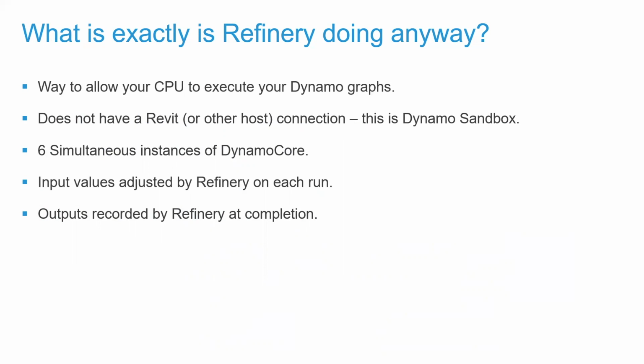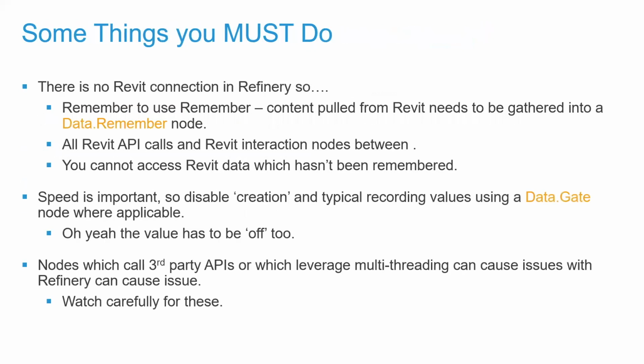It does not have any connection to Revit or Civil 3D for any Civil 3D users, or Formit or any other host application. You are running Dynamo Sandbox, right? Under the hood, invisible, so you don't see it, but that's what's happening. Input values, again, are adjusted by Refinery, and outputs are recorded by Refinery at the end. So whatever we have in our last watch node that's marked as an output, you're going to see that when you're done. Now, again, there is no Revit connection, so remember to use your remember nodes.